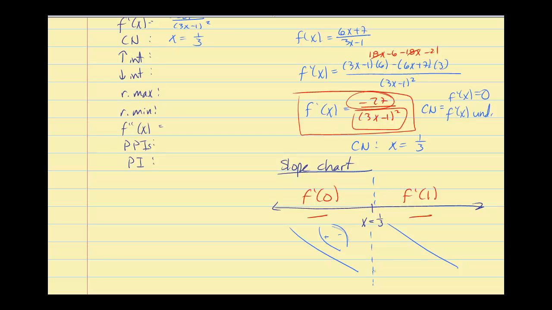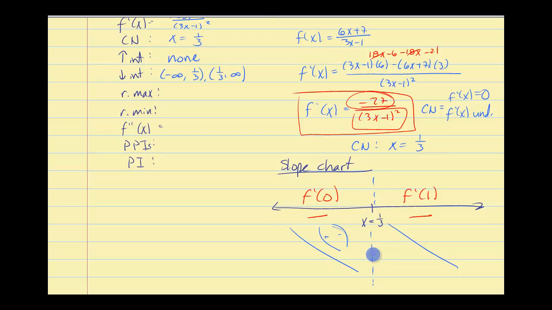So intervals where I'm increasing, none. This function is continually decreasing because the first derivative is always negative. Intervals where I'm decreasing. Well, I'm decreasing from negative infinity to 1/3, and then I pick up again at 1/3 and go toward infinity. Now why can't you just say negative to positive infinity?